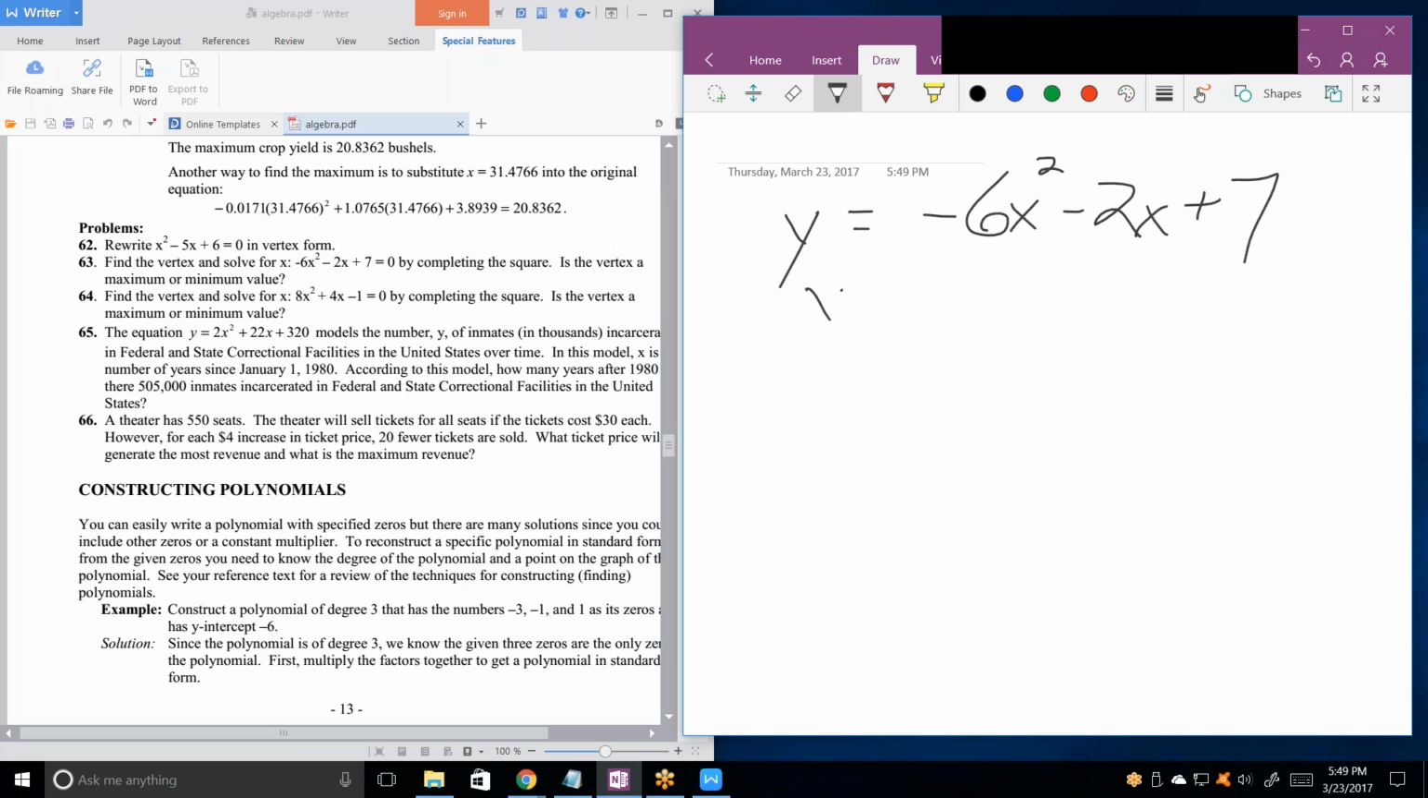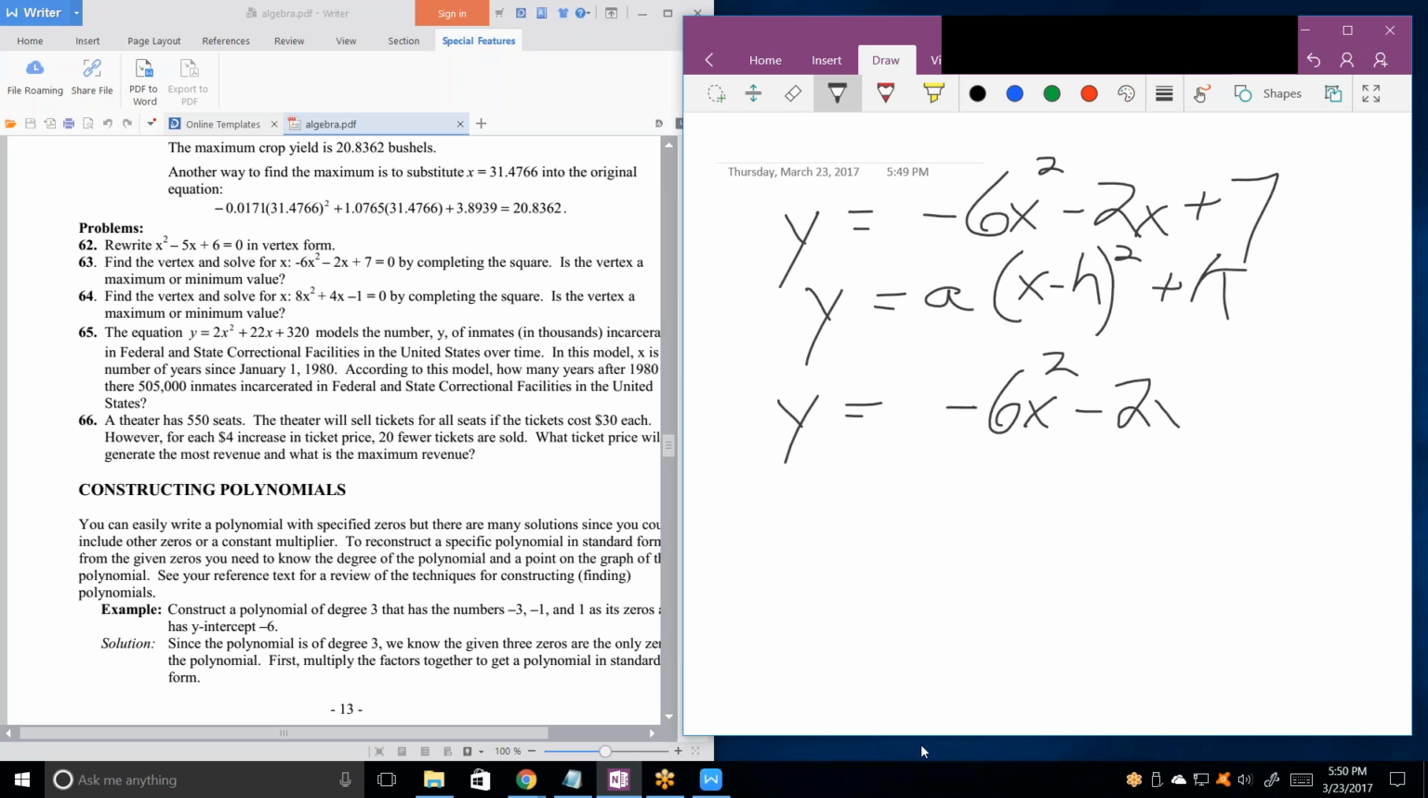Remember what vertex format is? This. So I've got to make my function look kind of like this. I've got to solve for A, for H, and for K. And I'm going to do it by completing the square. First thing I'm going to do is separate the terms. Anything that has x in it, I'm going to put together. I'm going to put parentheses around it, and I'm going to leave room to complete the square. Like that. In other words, I haven't done anything to it yet, other than just put parentheses around two of the terms.